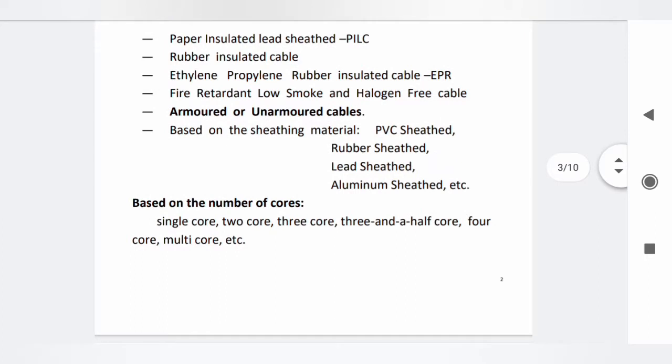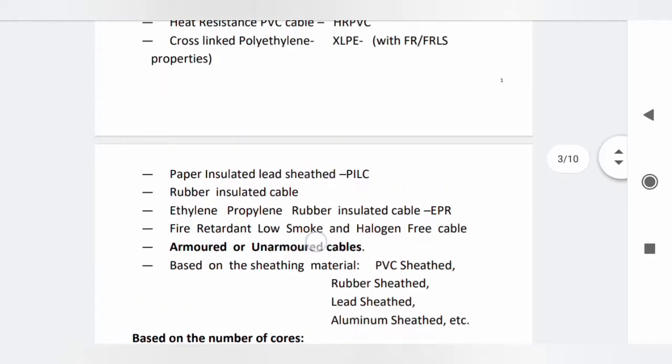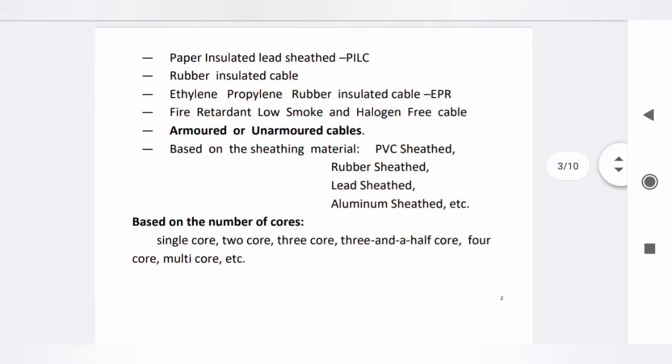Based on outer sheath, previously we have talked about insulation material. Now it's about outer sheath, which you can see on the cable. Generally it's in a black color. So based on that, it can also be divided. It can be PVC sheathed, rubber sheathed, lead sheathed and aluminum sheathed. These are the four main used in industry.